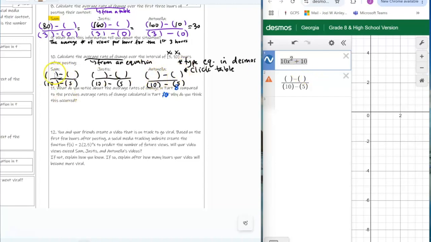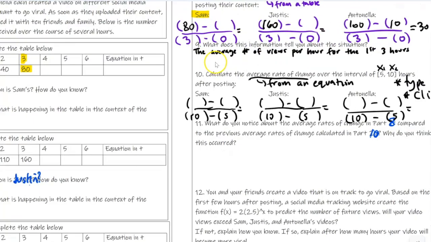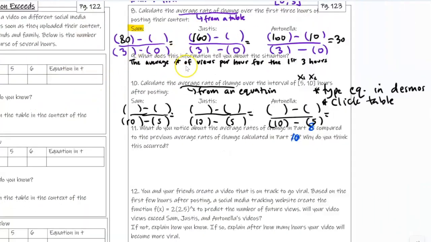All right, so once you find what those functions are and find whatever the average rate of change is for each person, we're going to go ahead and answer the question, which says, what do you notice about the average rates of change in part 8, which is these right here, versus the previous average? Oh, I have these numbered wrong. So this is actually 10 since it says previous, and then 8. I apologize. All right, so what do you notice about the average rate of changes in part 10 compared to the previous average rate of change calculated in part 8? So what do you notice about these ones versus these ones?